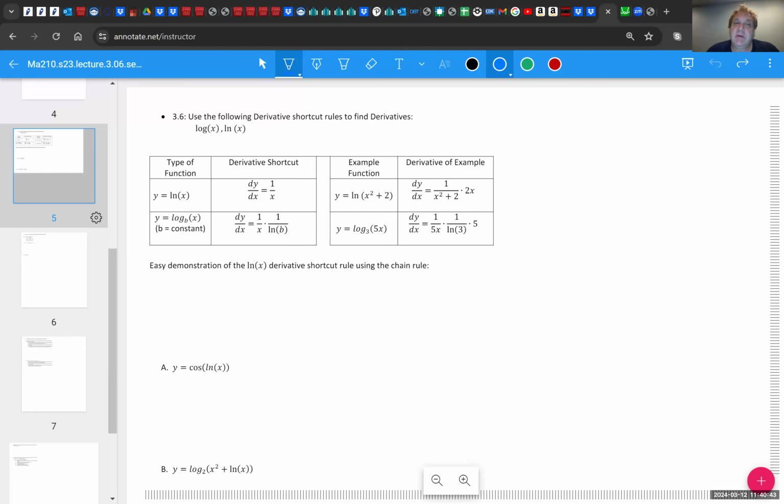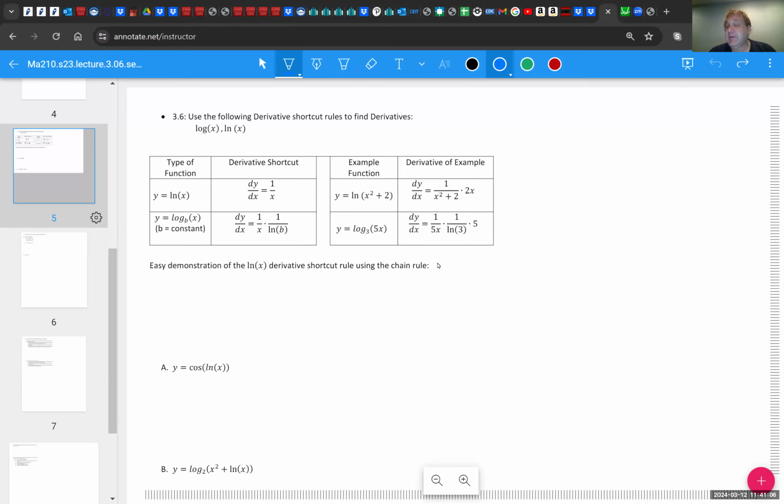Hello there. This video is for 3.6. I'll be covering two main objectives. First is just to go over the new derivative shortcut rule about differentiating logarithm, both the natural logarithm and a logarithm with any base b. And then the second objective is to show you a technique that is usually referred to as logarithmic differentiation.